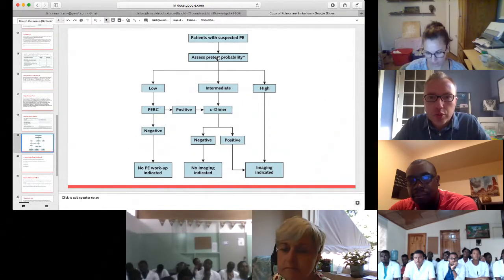So we're going to look at their pretest probability. So we're going to use the Wells criteria to look at their pretest probability.